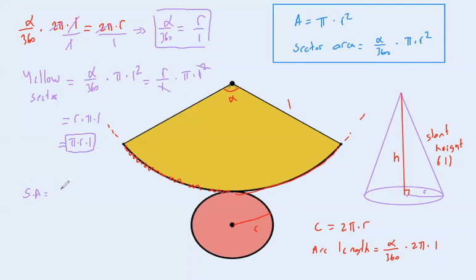But if you want to find the surface area of a cone, you want to add this yellow area, which is the curved area, plus this circle area, which is the bottom part. So you need to combine those together. That will be pi times radius squared, which is the area of the base, plus the slant curved area, which is pi times R times L.